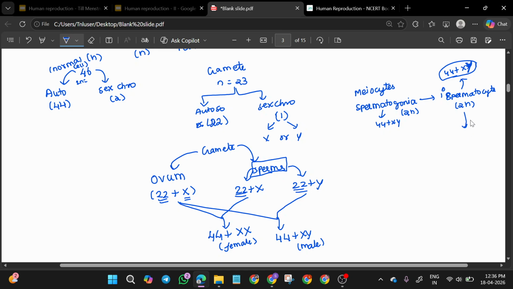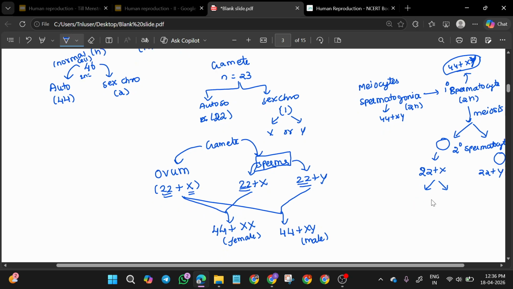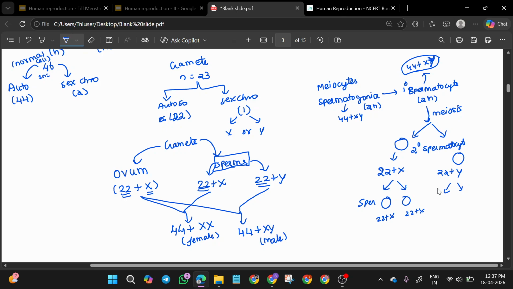And when it undergoes meiosis 1, it will form two cells, the secondary spermatocytes. From the 44 plus XY, one cell gets 22 plus X, and the other cell gets 22 plus Y. When these divide again, the chromatids will separate. That is why it results in 4 cells. In the spermatids, again each will have 22 plus X only, or 22 plus Y. So 50% will have X and 50% will have Y.